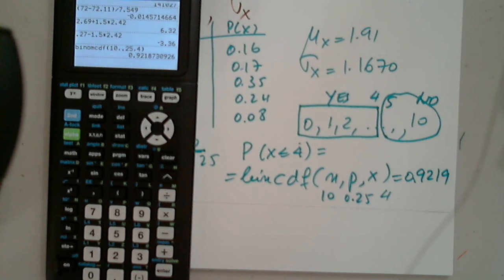Now, with StatCrunch, I want binomial, but not this one. It's that calculator. Calculators, yes, it's always hidden in there. It's the second one, thank you so much. So we want 10. I want less than or equal to 4, oops, and the probability 0.25. And we have to get the exact same answer. It has to be 0.9219.